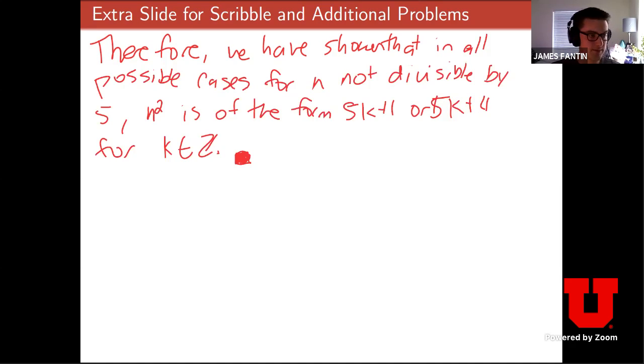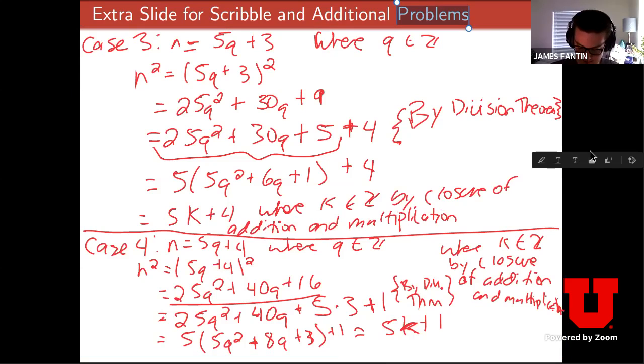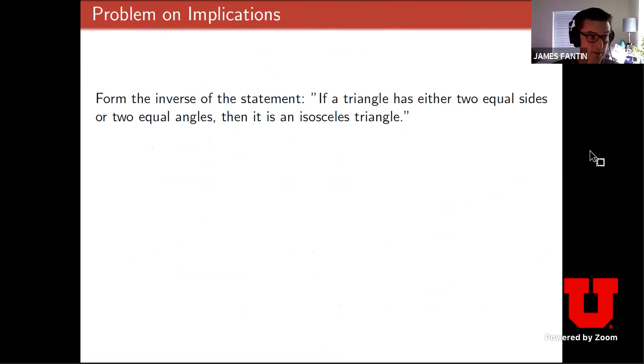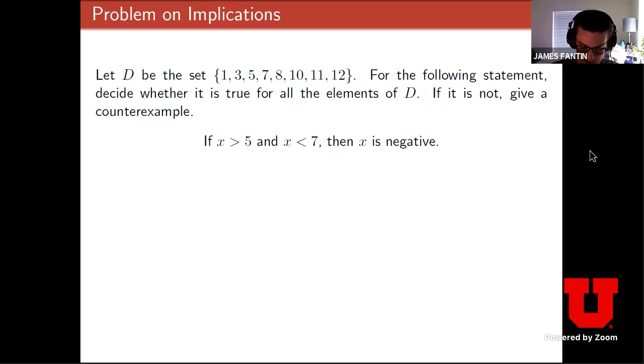Also, there are some more practice problems in this discussion that we weren't able to get to. So you could also go and look at some of these if you want more problems on proofs, on finding the inverse of a statement, and problems on predicates and on implications. If you want some more practice, I'd recommend going through those as well.